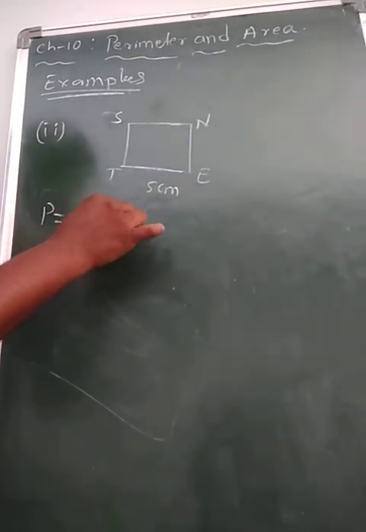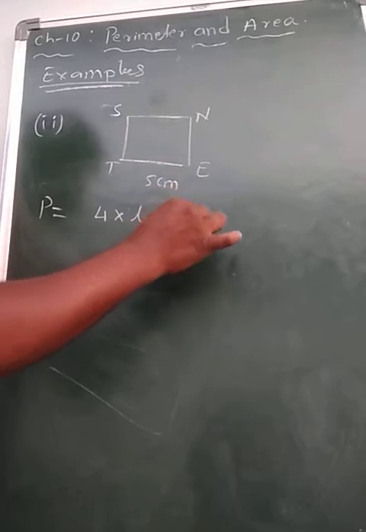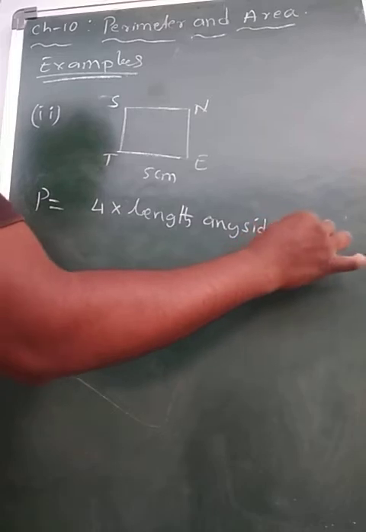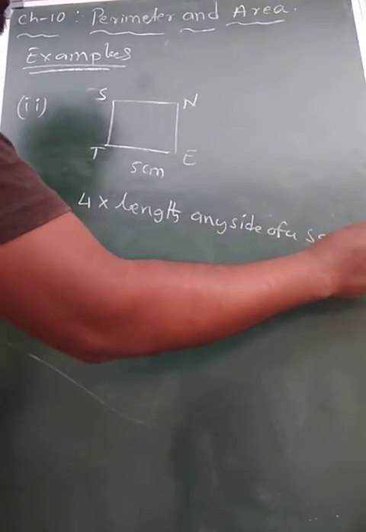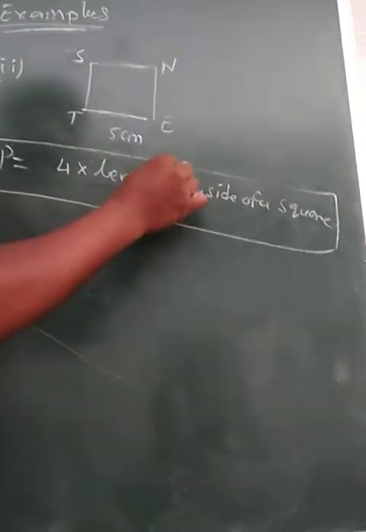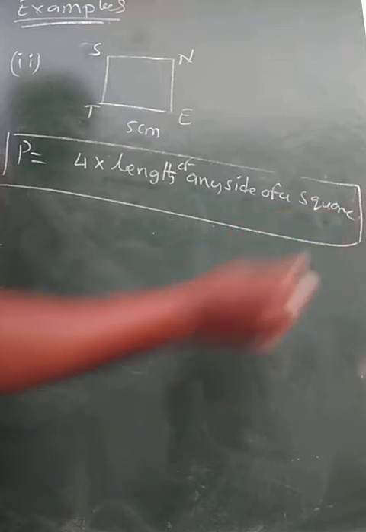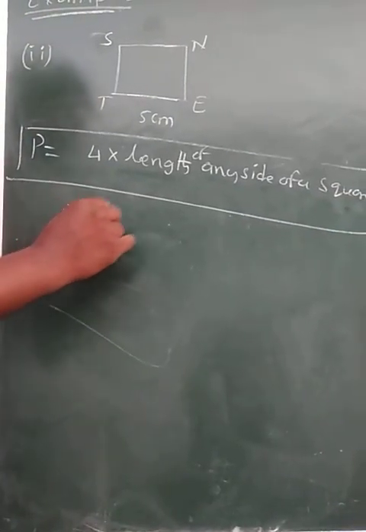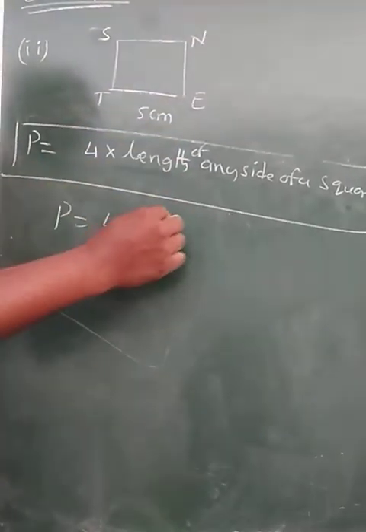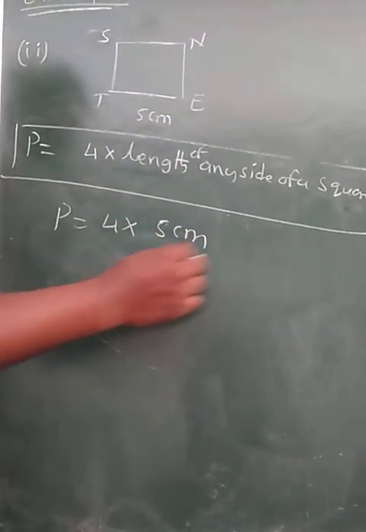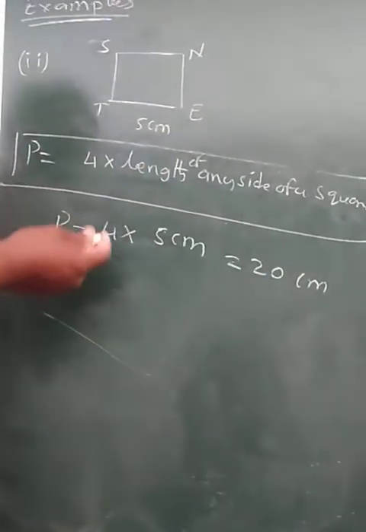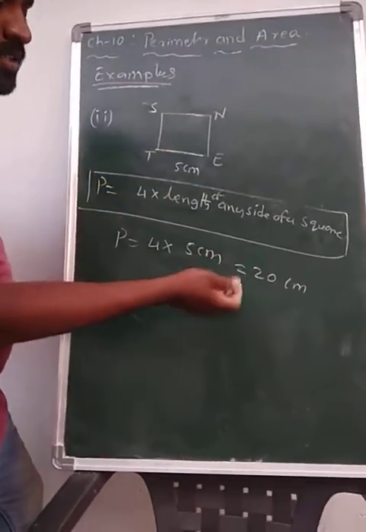That is 4 into the length of any side of a square. This is the formula. Perimeter is equal to 4 into the length of any side of a square, and 5 centimeter is given here, so 4 fives are 20 centimeters. So this is the perimeter of a square formula and this is the required answer.